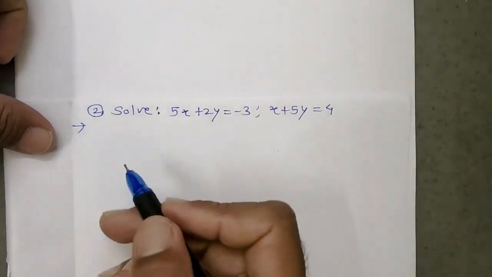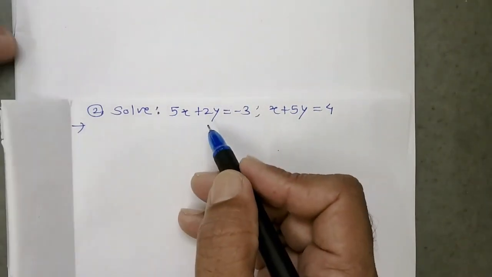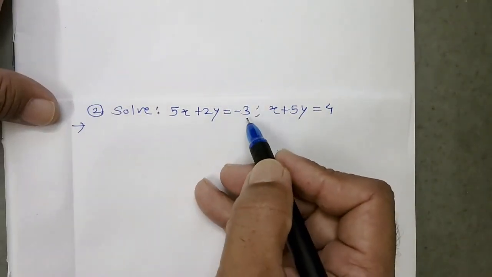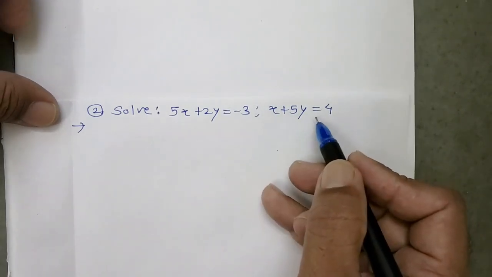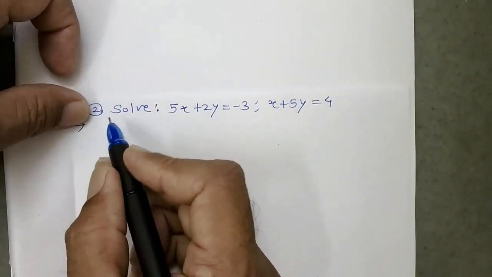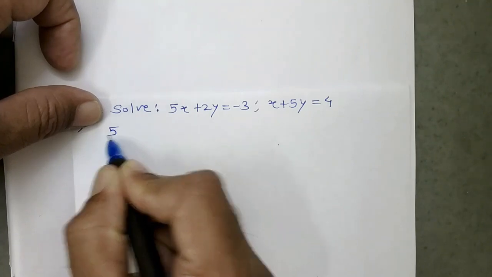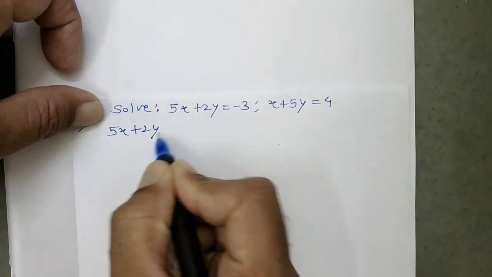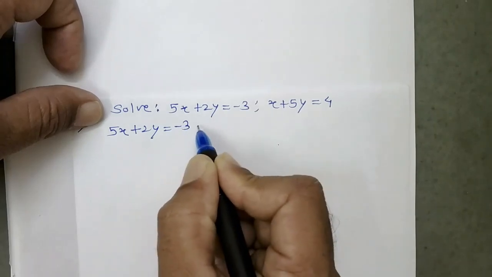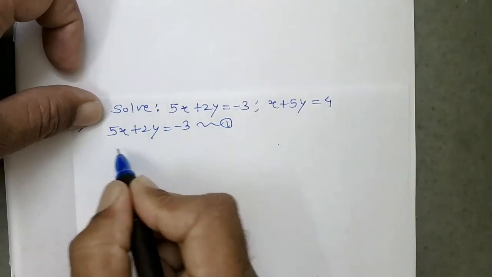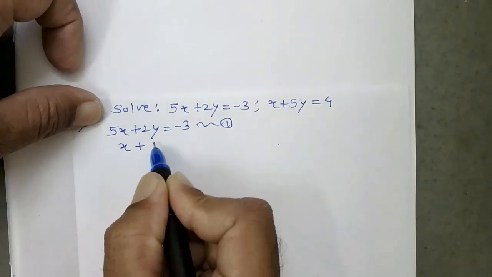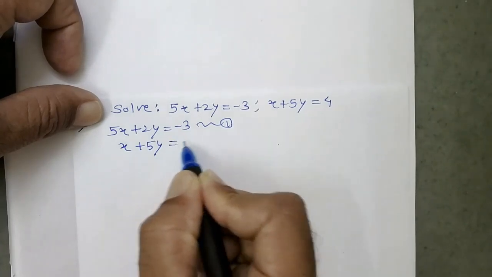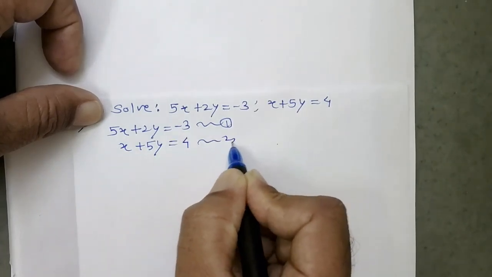Now second example, solve 5x plus 2y is equal to minus 3, x plus 5y is equal to 4. Here also first write down given equations as they are. 5x plus 2y is equal to minus 3, equation 1. x plus 5y is equal to 4, equation number 2.